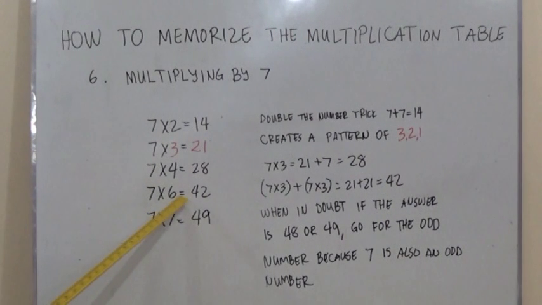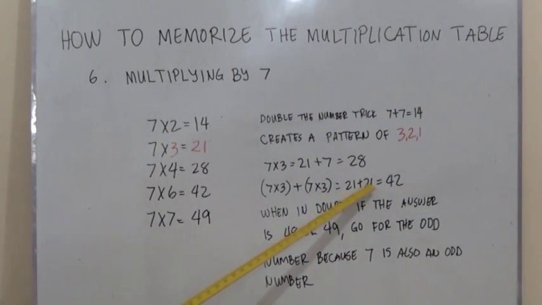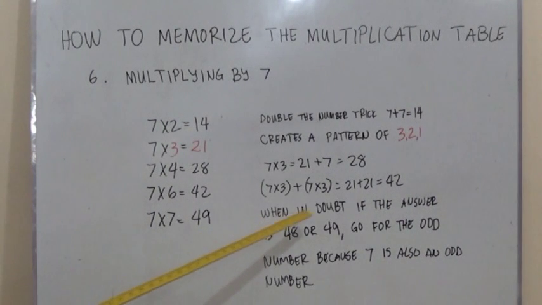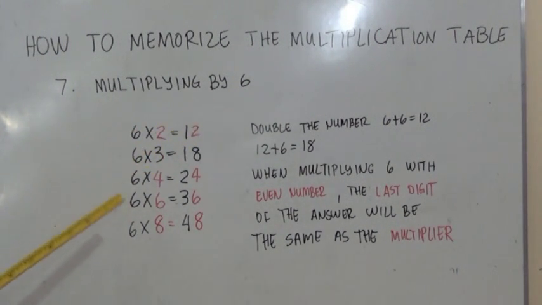7 times 6 equals 42. We break down 7 times 6 into 7 times 3 plus 7 times 3, which will equal 21 plus 21. That will lead us to 42. 7 times 7 equals 49. When in doubt, if the answer is 48 or 49, go for the odd number because 7 is also an odd number.